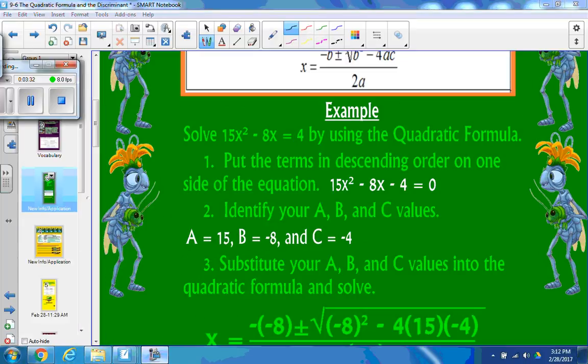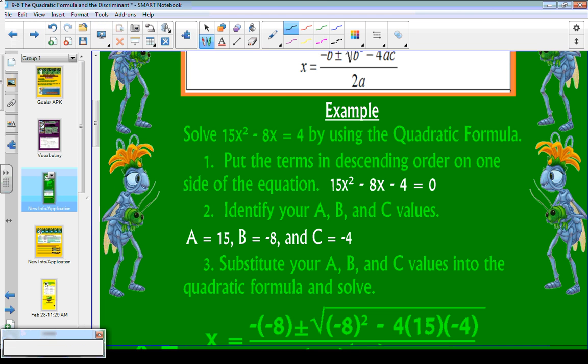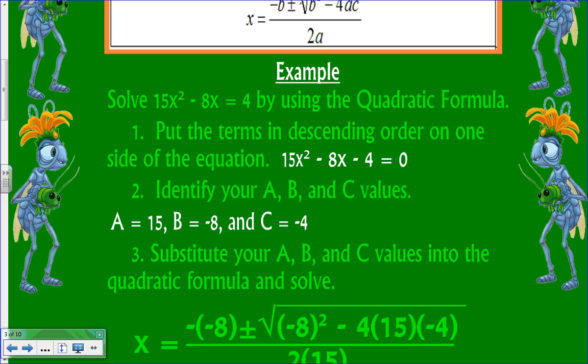Sorry, this is being weird. All right. Here we go. So that we have it set equal to 0. Now identify your a, b, and c values. So a would be 15, b would be negative 8, and c would be negative 4.